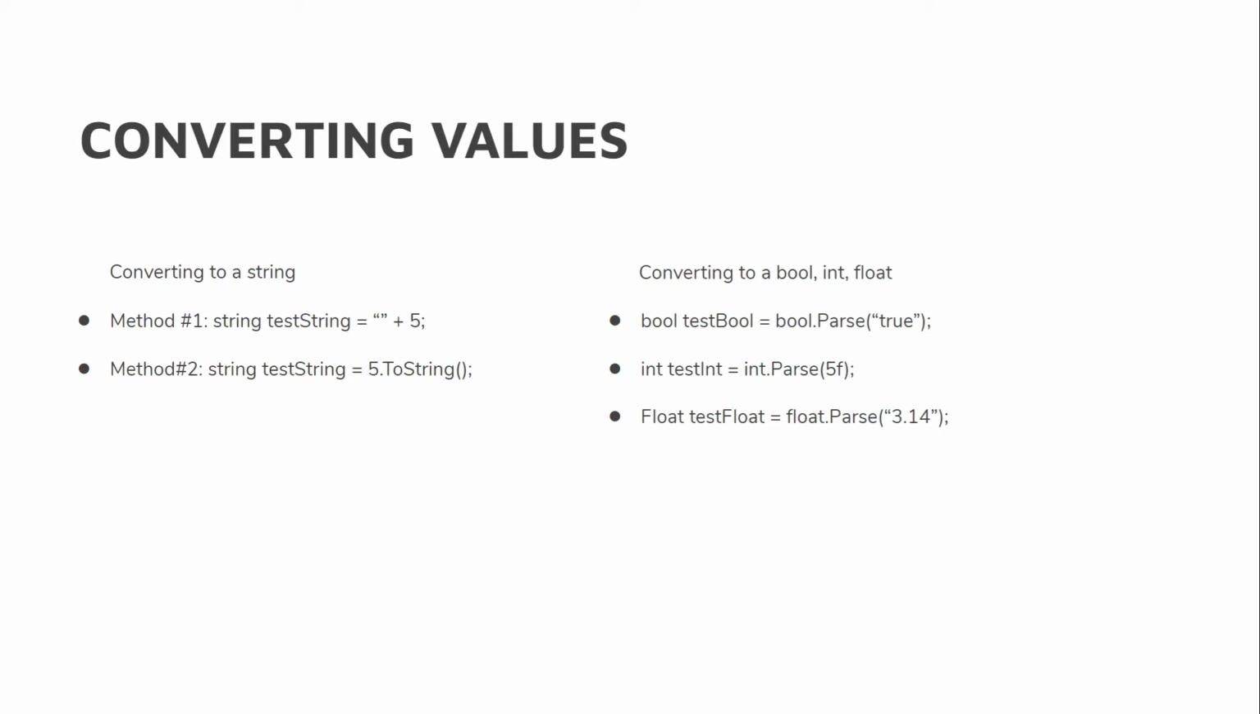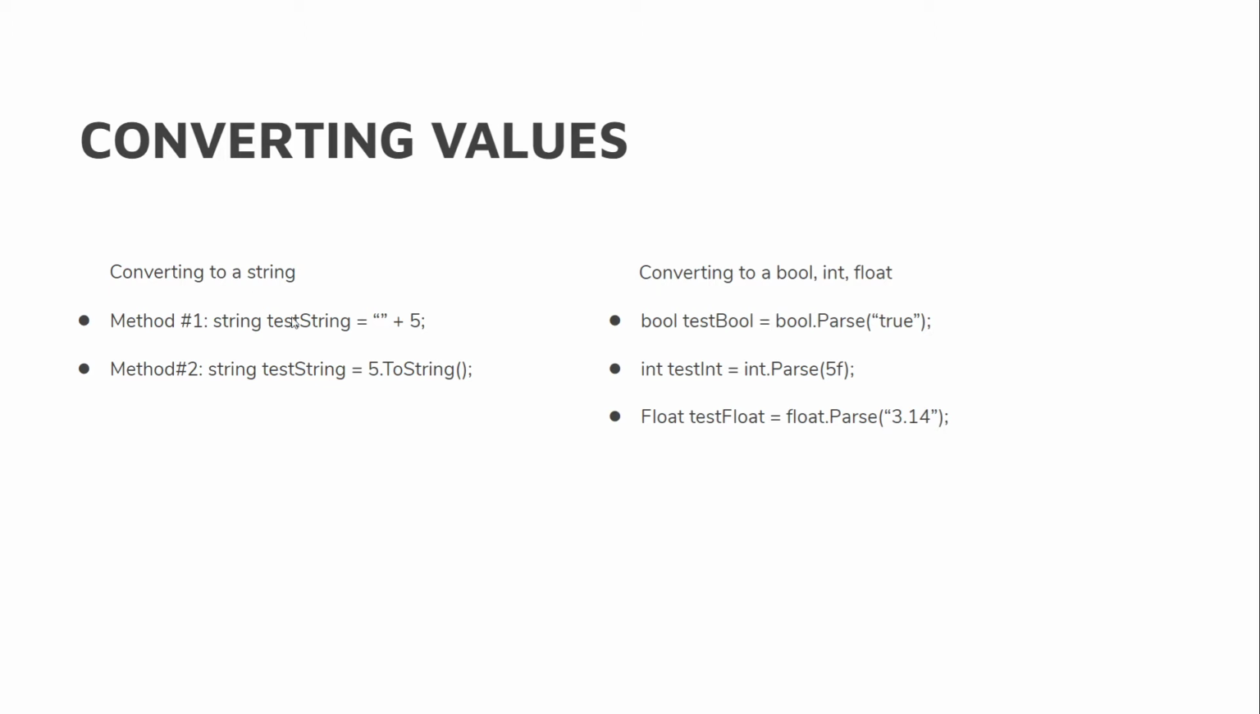I mentioned that we like to consider C# a strongly typed language. We like to make sure of the type of our variables as we use them. Sometimes that means you're going to need to convert from one type to another. For example, we might want to convert a string to an int, or convert an int to a string or a bool, and so on. These are some examples of that, right?